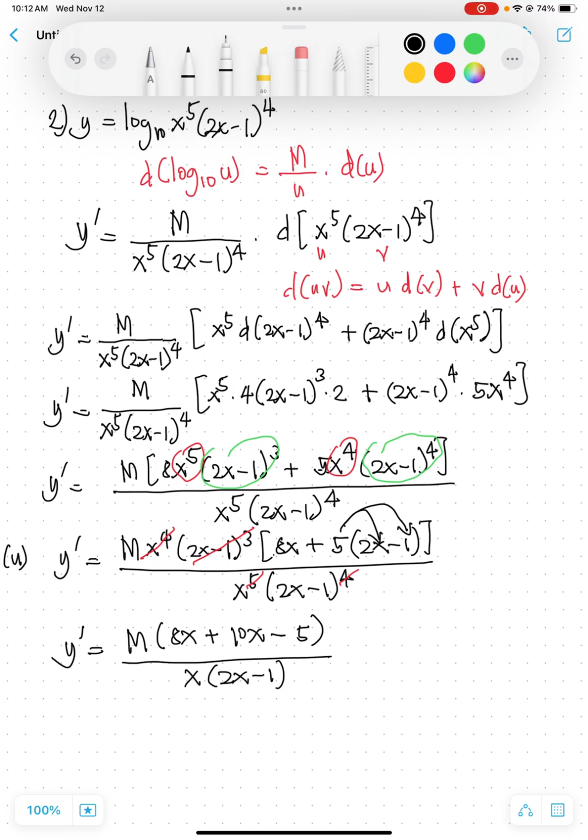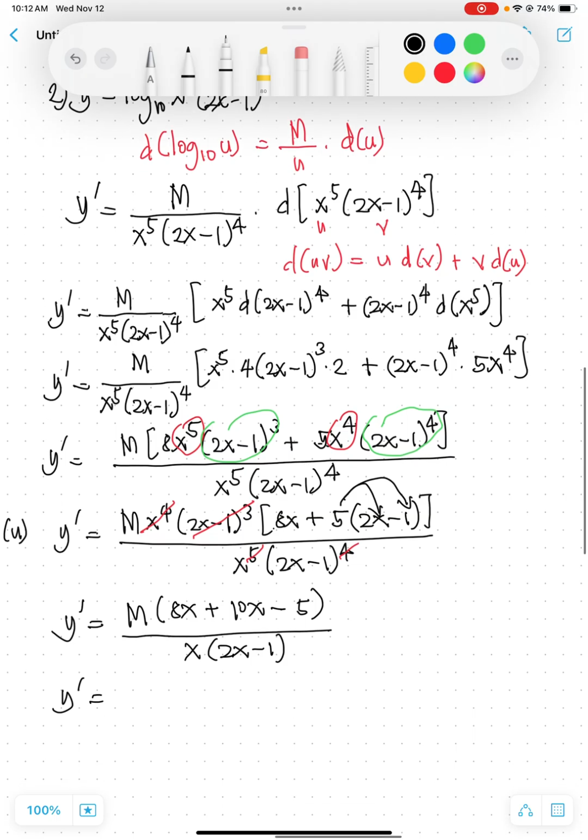And then after that, we combine similar terms in our numerator. So we'll have m and then times, 8x plus 10x is 18x, and then minus 5, and then divided by x and then times 2x minus 1. So this is now the answer.